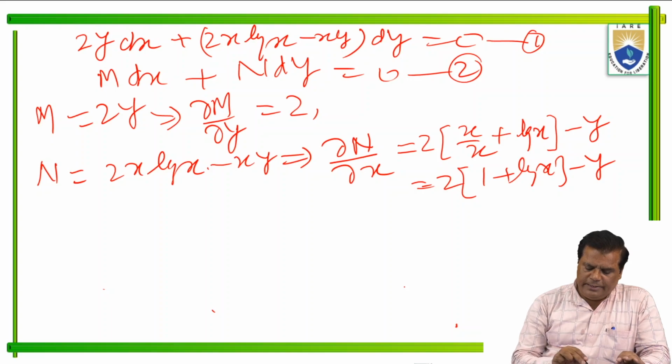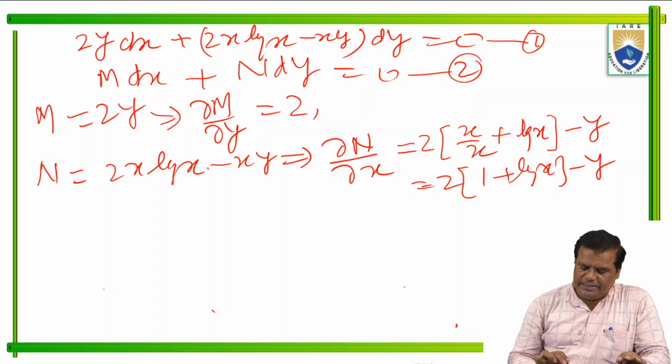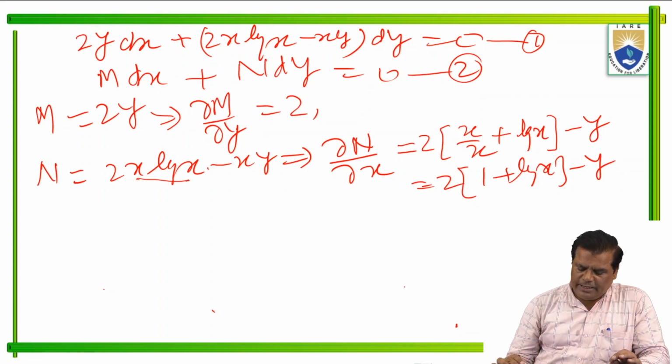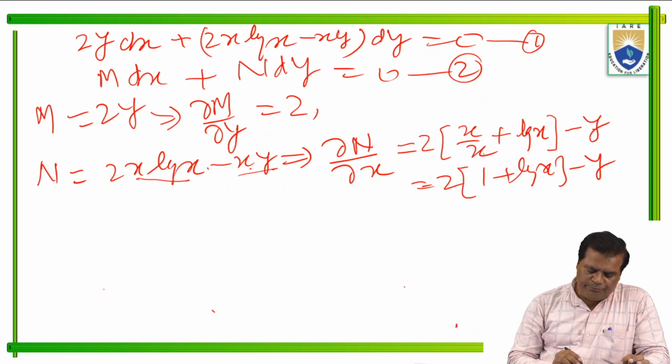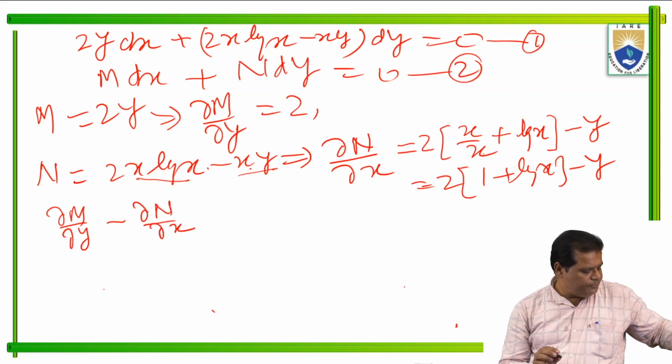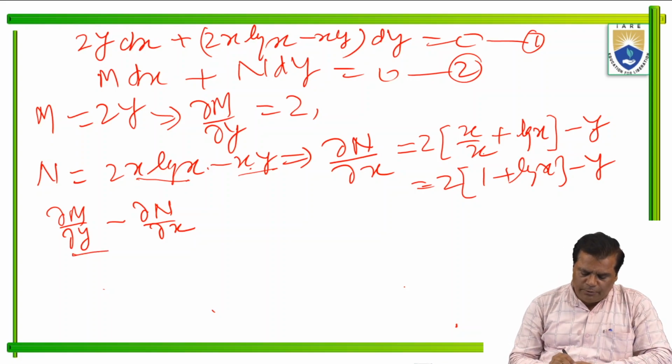Del m over del y equals 2 and del n over del x, by the product formula, is x log x: 1 upon x plus log x into 1, and minus xy differentiated with respect to x with y constant gives 1. So now we apply the formula here, del m over del y minus del n over del x upon n.